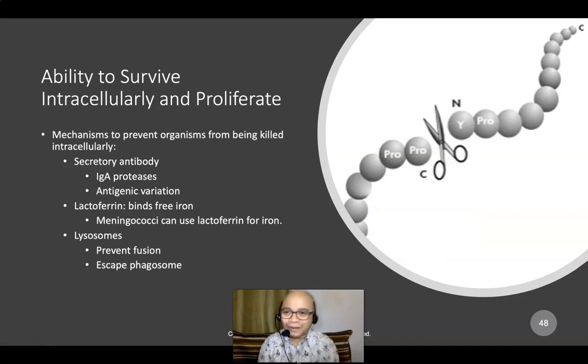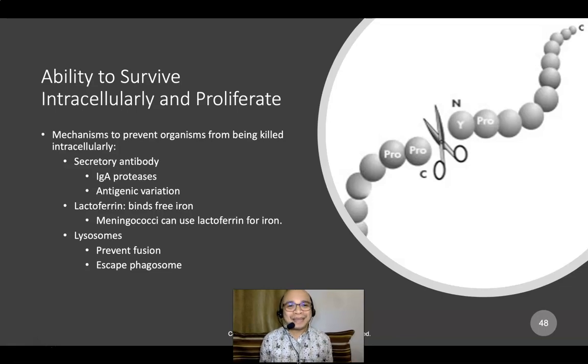Some of these organisms have the ability to survive intracellularly and eventually proliferate so that they become more virulent. There are different mechanisms to prevent organisms from being killed intracellularly, because once they are inside our body, it's a total war zone. The cells of our immune system will not easily allow them to proliferate.